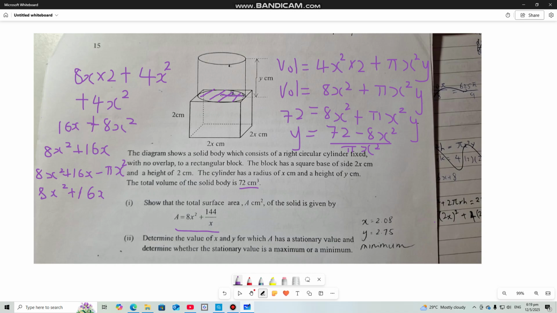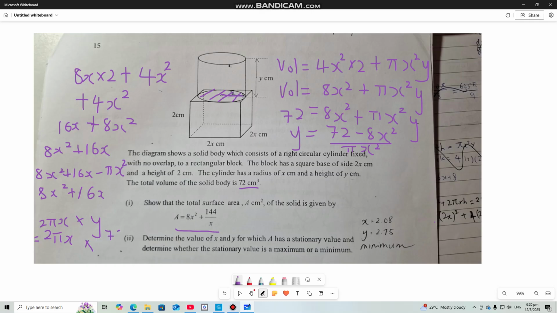Now next we will find the curved surface. The curved surface is actually the perimeter of the circle. So the perimeter of the circle is actually 2 pi x, and then times y. So we will multiply it with y. That will be the curved surface area of the cylinder. So perimeter times height. So go ahead, 2 pi x times 72 minus, and so on.